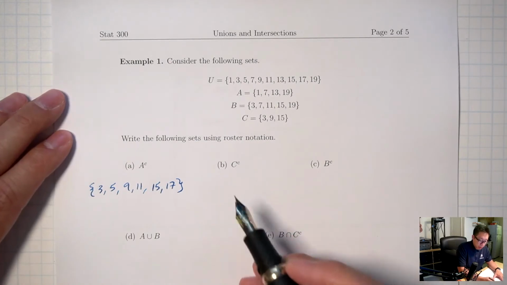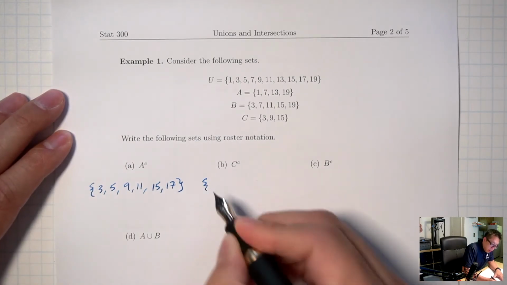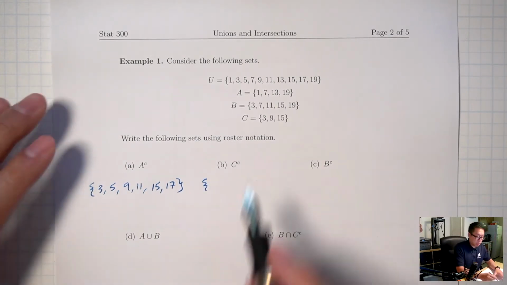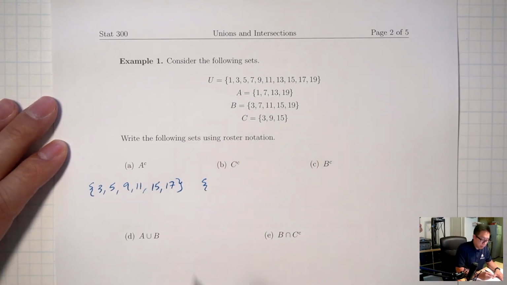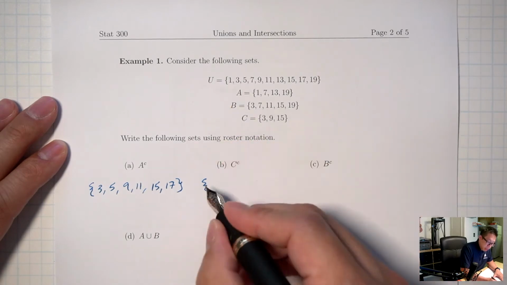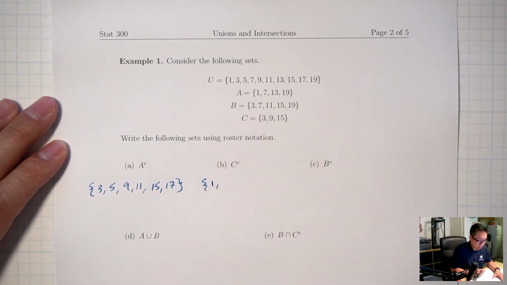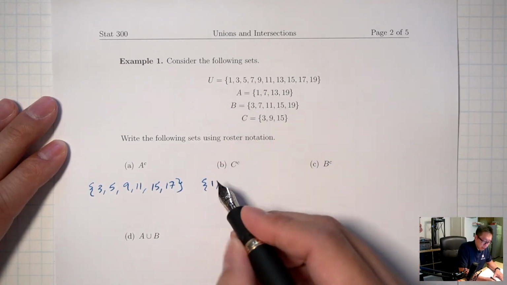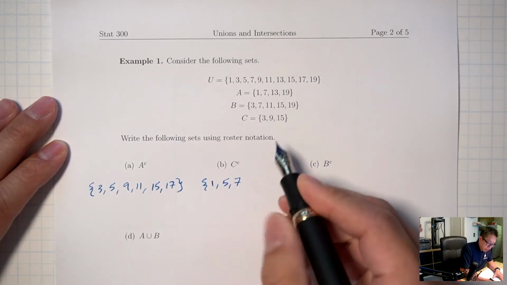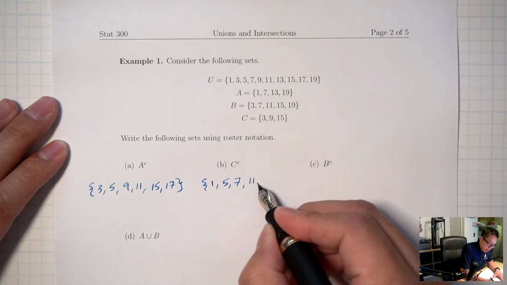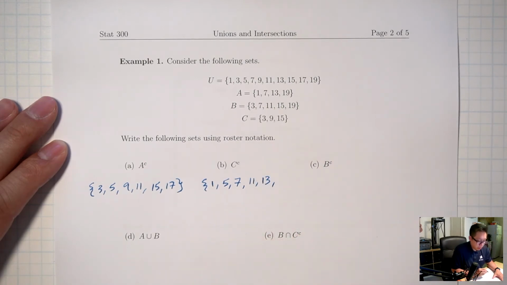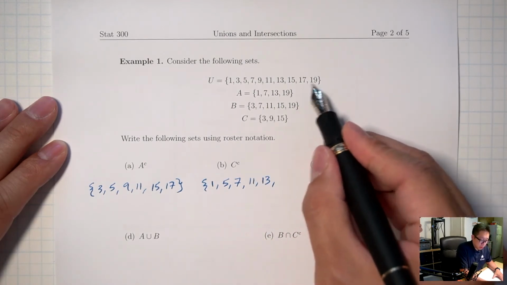Next up is C complement. So I want everything that's not in C. So here's C. Go through your universal set and pick out everything that's not in C. 1 is not in C. What else? 5 and 7. What else? 11, 13, 17, 19.